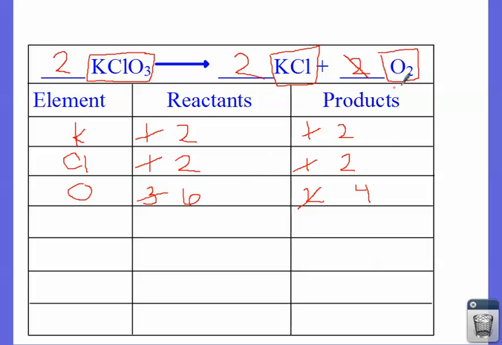And I will need to get to 6. So 2 here times what is going to give me 6? Oh, that's going to be 3. So I need to change this coefficient to a 3. Now I've got 6 oxygen atoms because 3 times 2 is 6.